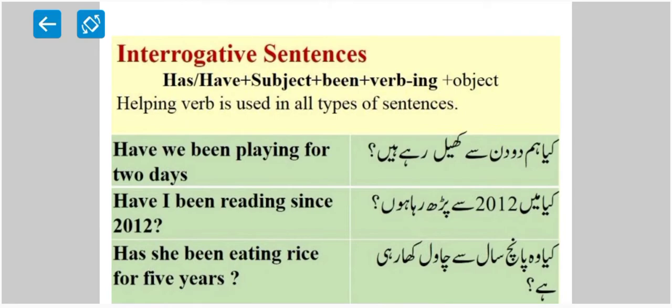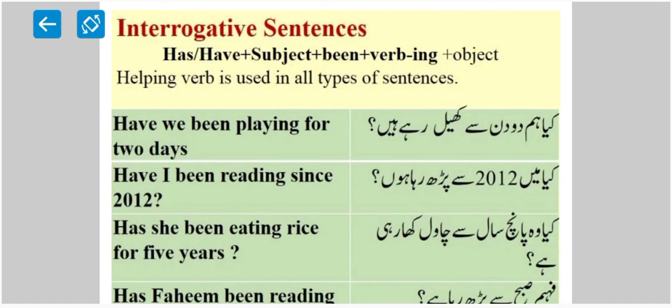Then comes interrogative sentences. The formula for interrogative sentences is this: has or have plus subject plus been plus verb first form with ing plus object. Let's see some of the examples, and that is क्या हम 2 दिन से खेल रहे हैं. Have we been playing for 2 days?